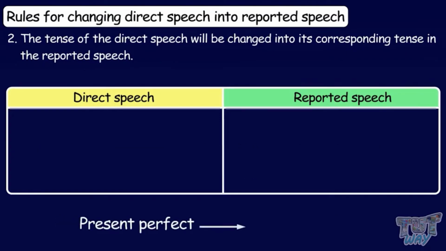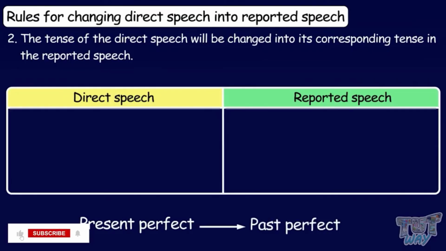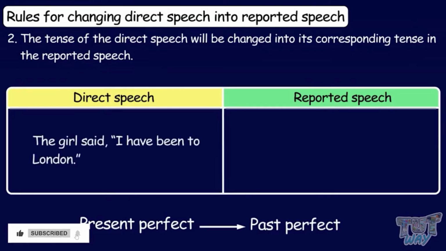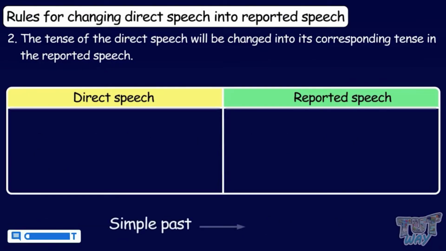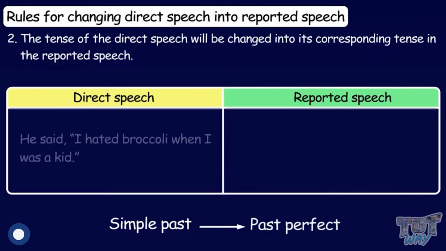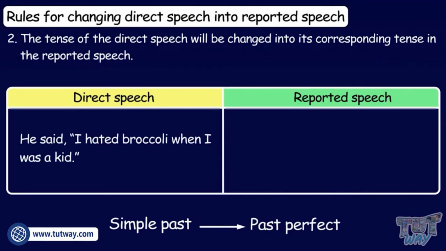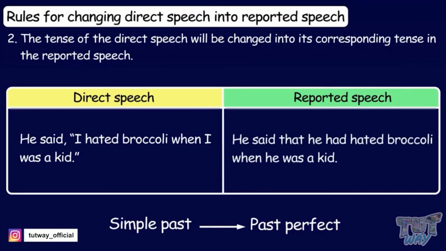Present perfect will change into past perfect. For example, the girl said, "I have been to London." The girl said that she had been to London. Simple past will change into past perfect. For example, he said, "I hated broccoli when I was a kid." He said that he hated broccoli when he was a kid.